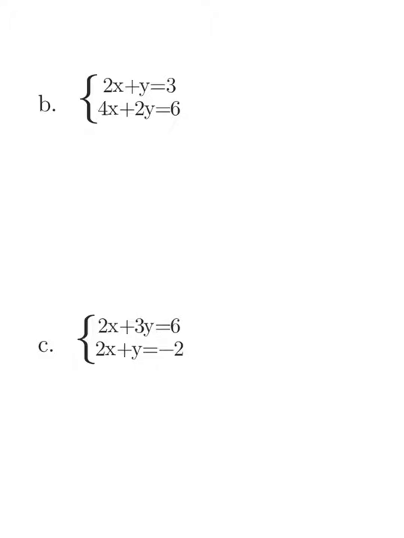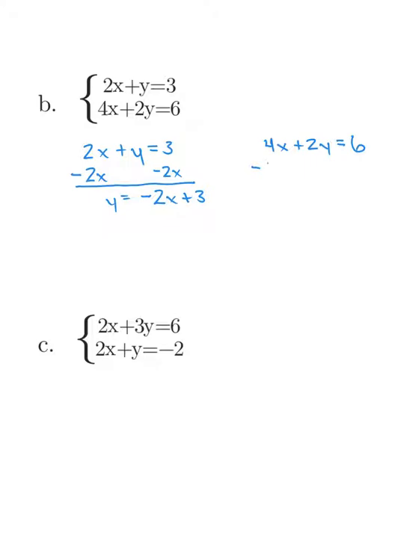So if we start with our first equation, in order to rewrite this in slope-intercept form, I want to solve for y, which means I need to subtract 2x from both sides. So we get y equals negative 2x plus 3. And we're done with our first equation. For my second equation, I want to also solve for y.